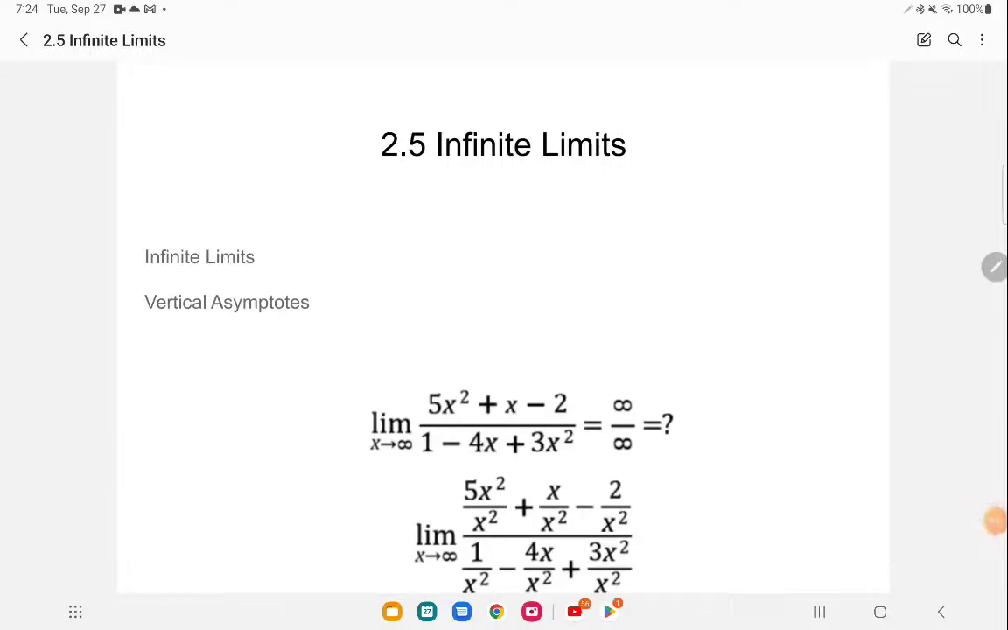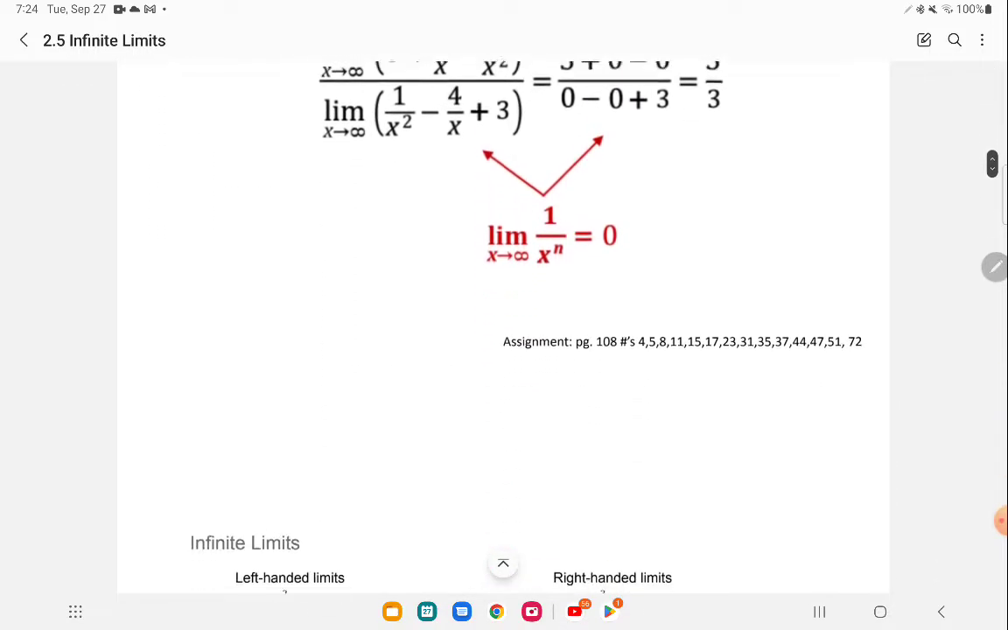In this video, we're going to take a look at section 2.5, infinite limits. We're going to look at how to find infinite limits, how we determine if functions have infinite limits. And we looked at them already a little bit when we were looking at continuities and discontinuities. So it should look somewhat familiar.